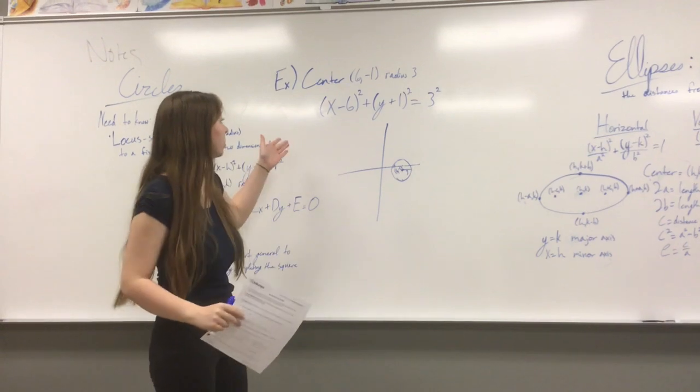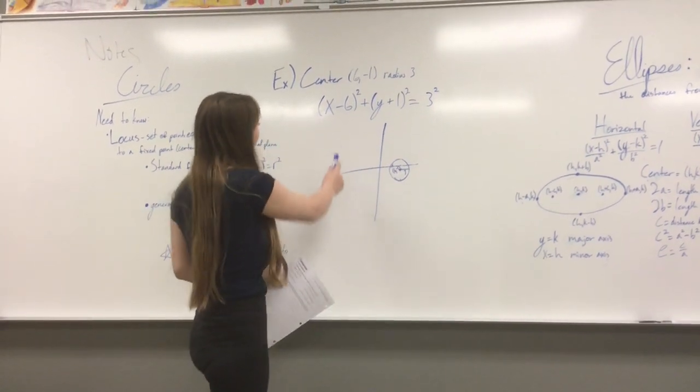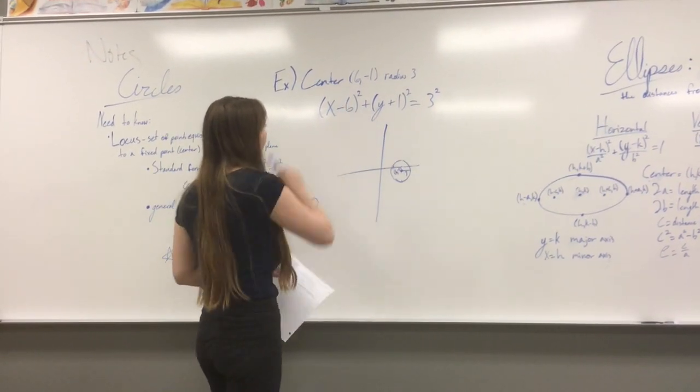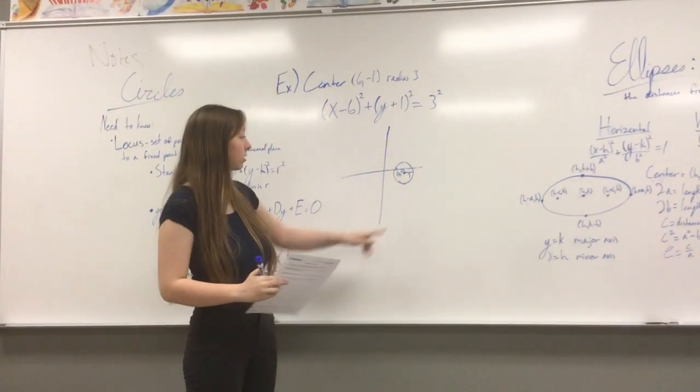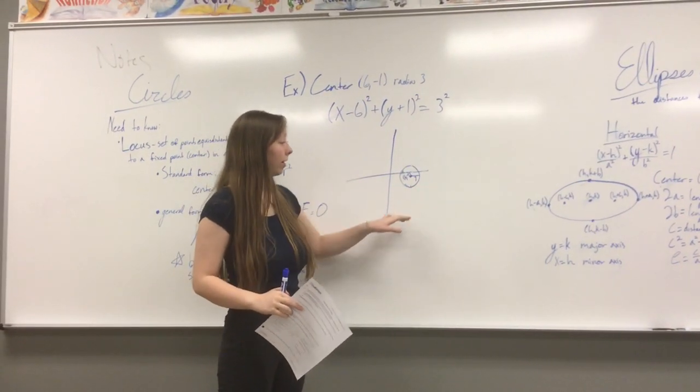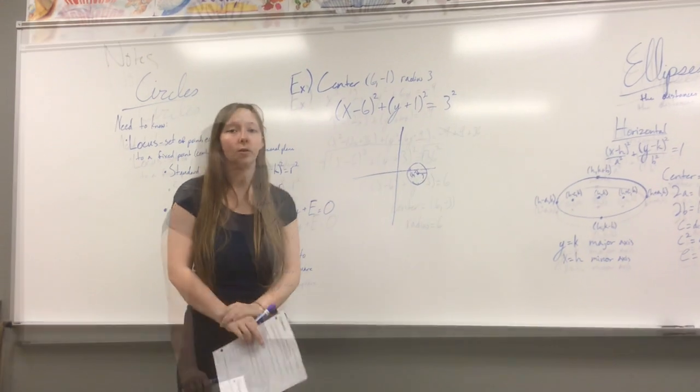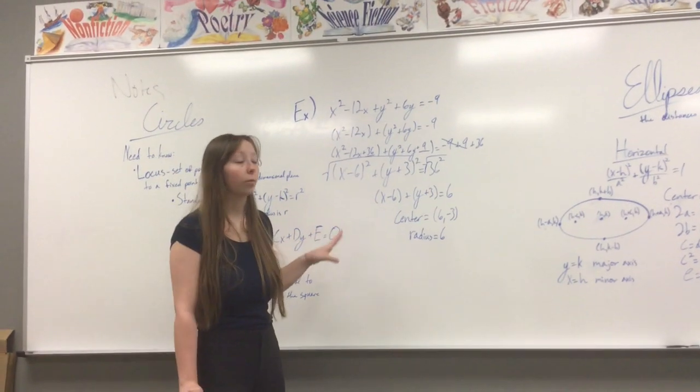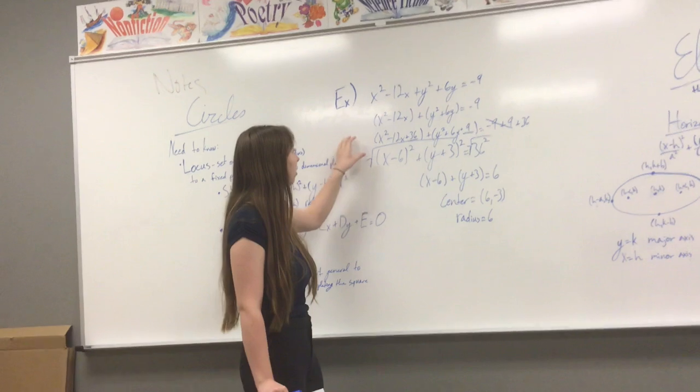So when you're graphing a circle, you just take the center, which will be (6, -1), as you can see here, and the radius, and you plot the center, and then use the radius to plot the rest of the points on the circle. So this problem is written in general form, so you're going to complete the square and put it in standard form.